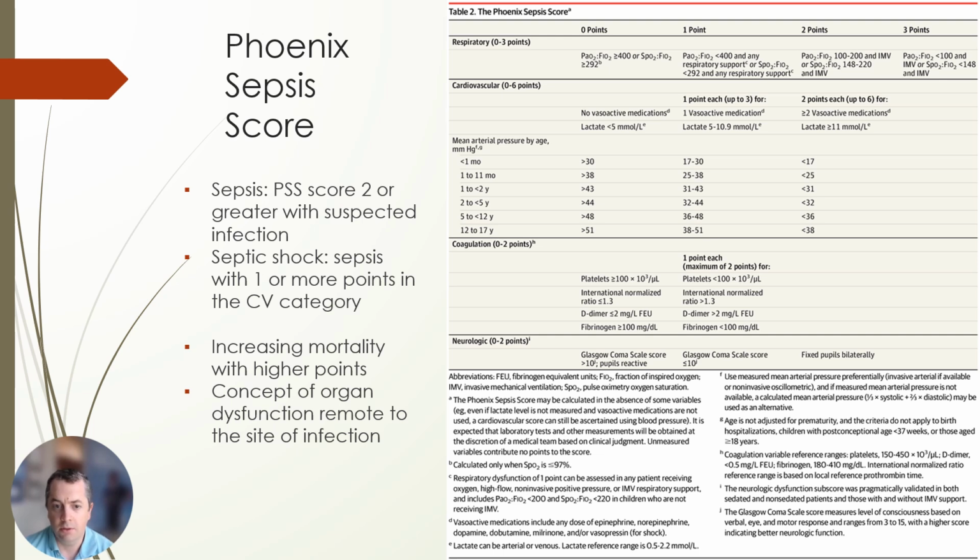So here's the table, where sepsis is a PSS score of 2 or greater in the presence of suspected infection. In septic shock, you have to get sepsis plus 1 or more points in the cardiovascular category. There is increasing mortality with higher points. And it does include a concept of the organ dysfunction having to be remote to the site of the infection. For example, if you have pneumonia, you need the sepsis points to be in a different category than respiratory.